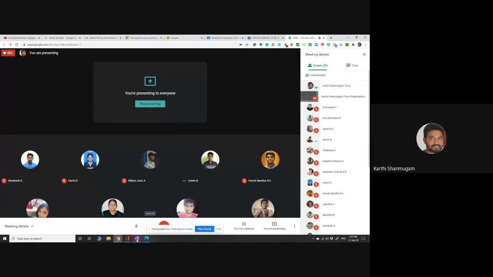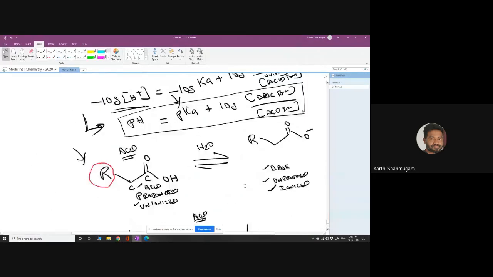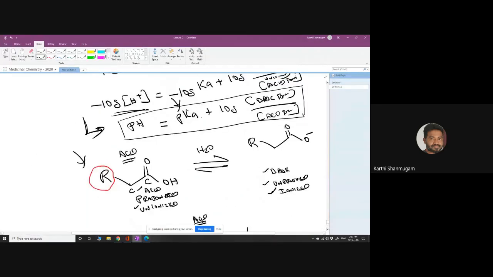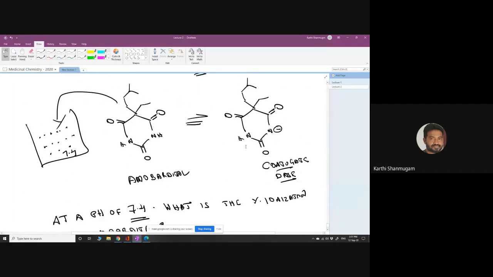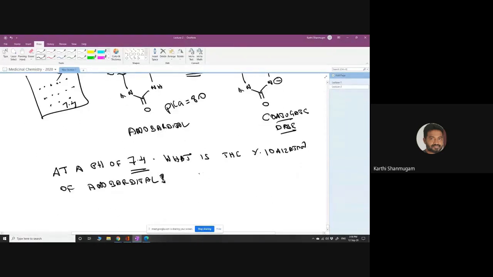So if I want to use this equation, what I need is the pKa, right? The pH is given. I need the pKa. Can you guess what the pKa of this will be? I'll just give it, as in the first problem. The pKa of this drug is approximately 8.0. Can you now solve the problem?